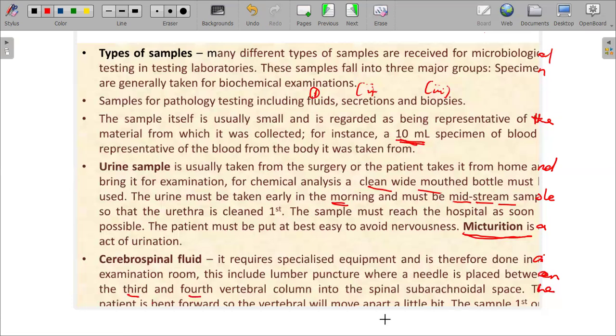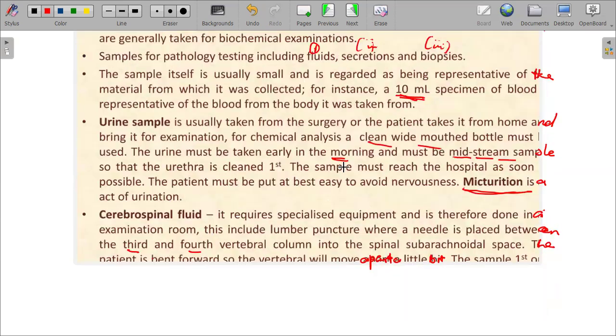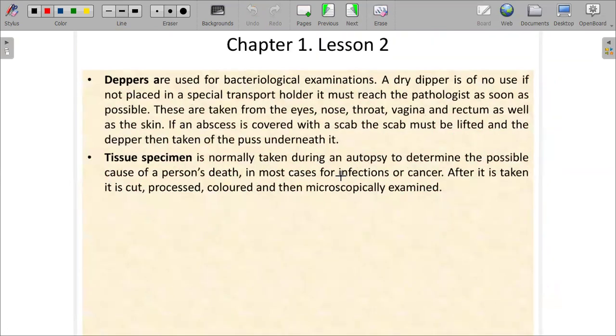So a patient is bent forward, so the vertebrae move apart a little bit, and then the first sample is collected. That is an example of the fluid samples we are talking about.